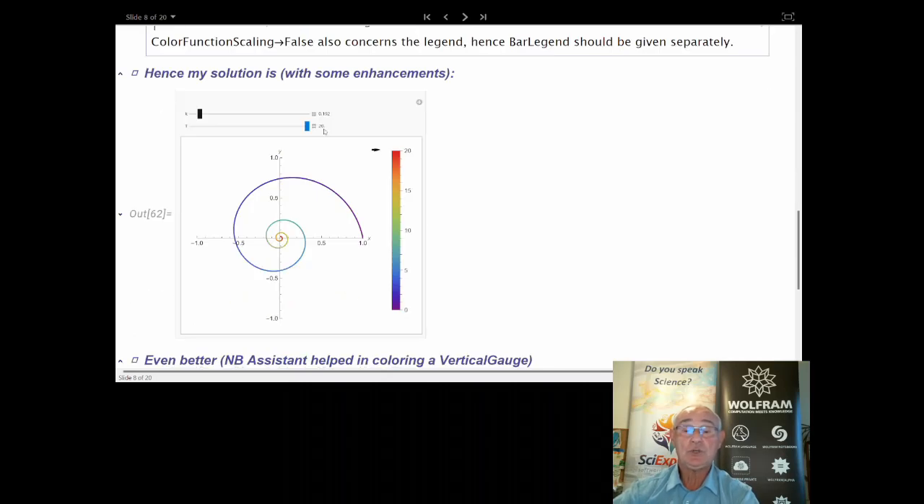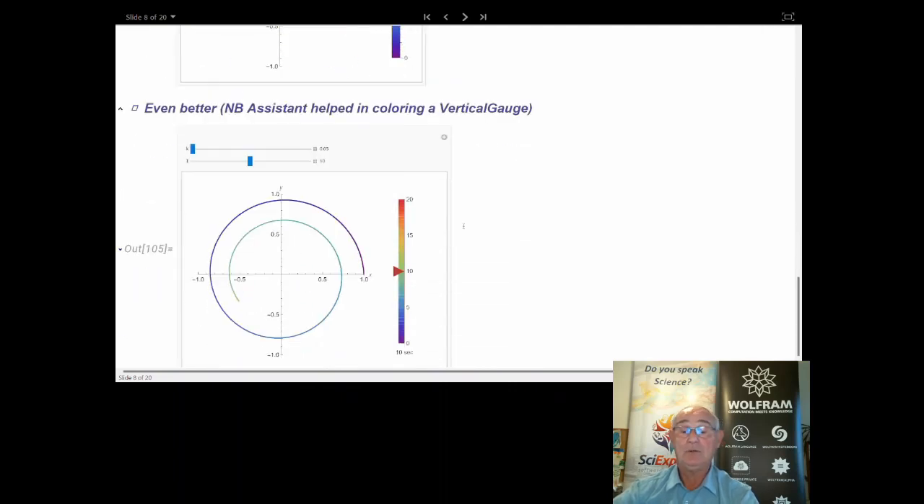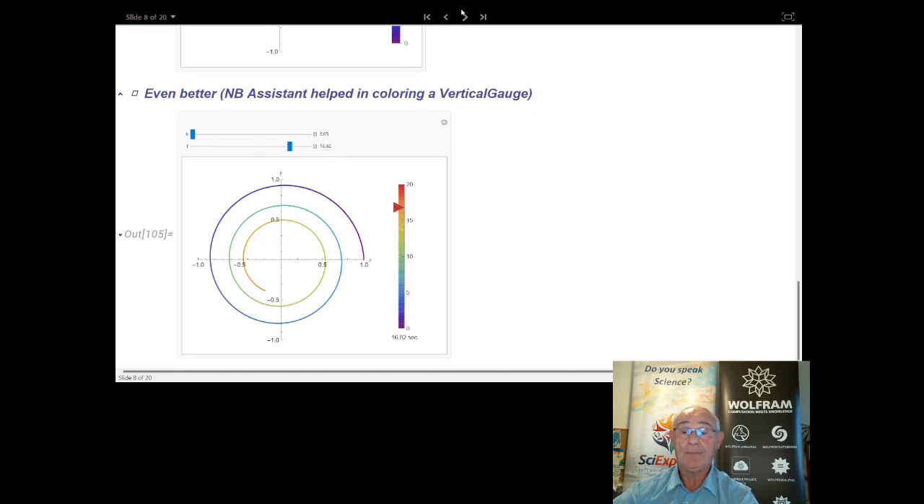So my solution, with some enhancement, is the following. You can change the time, and then in the bar legend I can show where the time exactly is. Even better, using the vertical gauge object in Mathematica, I can do the same, and this is a very, very impressive application for this very simple visualization problem.